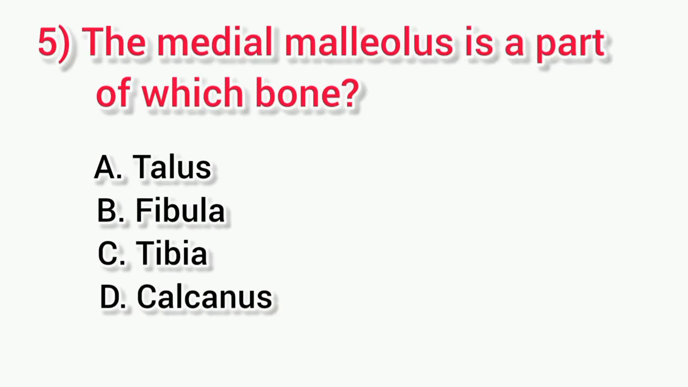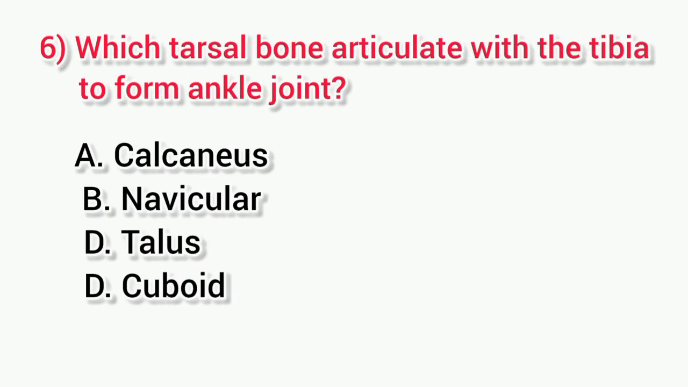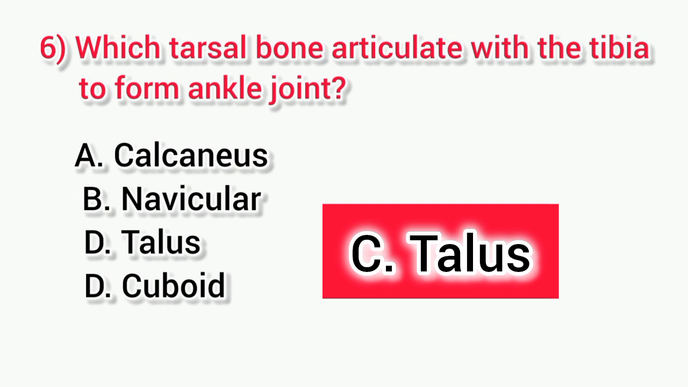The medial malleolus is a part of which bone? The correct answer is option C, tibia. Which tarsal bone articulates with the tibia to form the ankle joint? The correct option is C, talus.